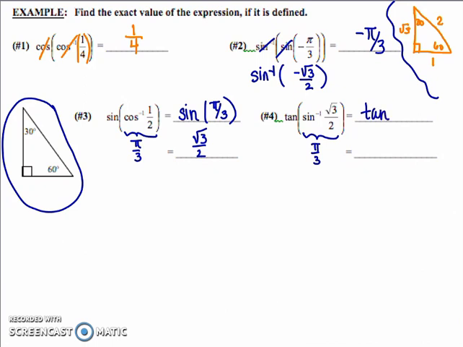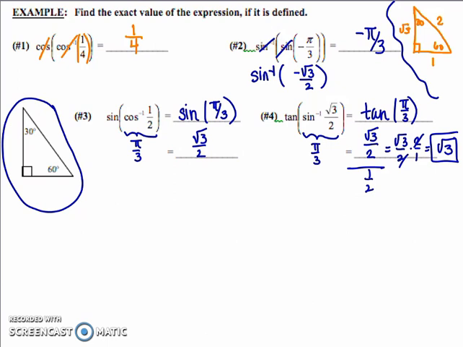So then the question becomes, what is the tangent of pi over 3? Well, as we know, tangent is y divided by x. At pi over 3, the ordered pair is (1/2, square root of 3 over 2), right? So if I do square root of 3 over 2 divided by 1/2, that's going to be square root of 3 over 2 times 2 over 1. The 2's cancel, and we end up with square root of 3. Hopefully you just have that memorized by now, that the tangent of pi over 3 is square root of 3.